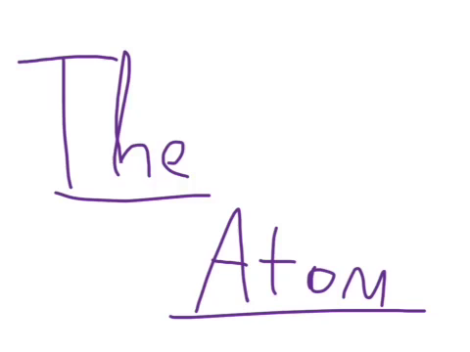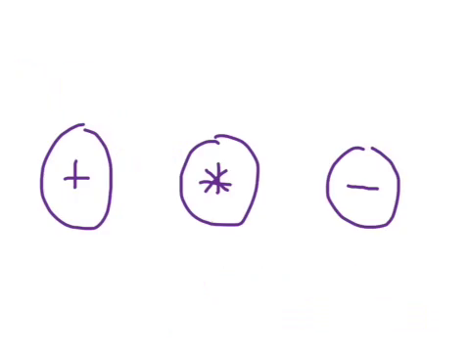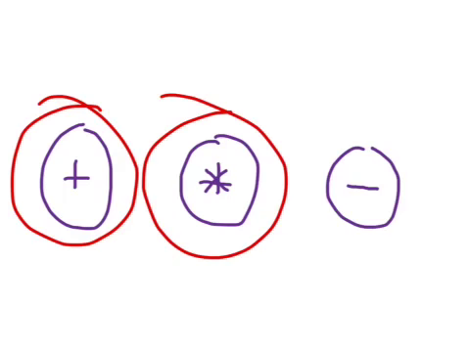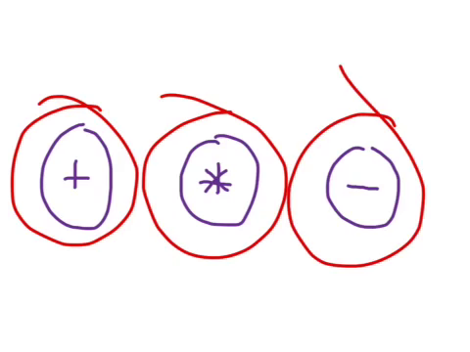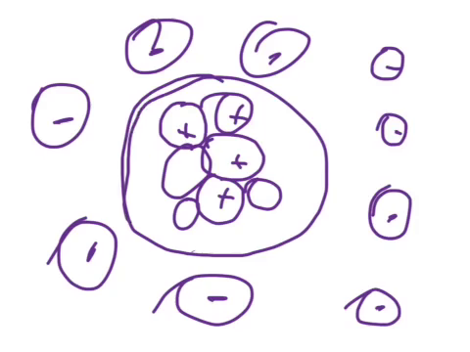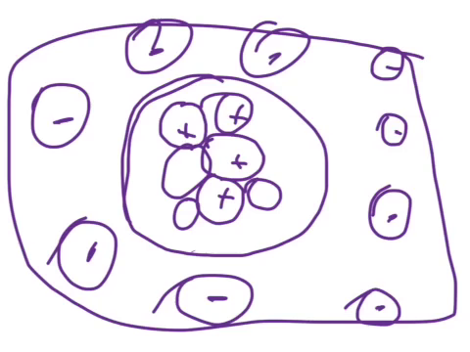Second lesson, the atom. There are 3 particles in the atom: protons, which are positive, neutrons, which are neutral, and electrons, which are negative. This is a picture of the particles in the atom. The protons and neutrons are on the inside, and all the electrons are on the outside. The electrons are lighter than any other particle.